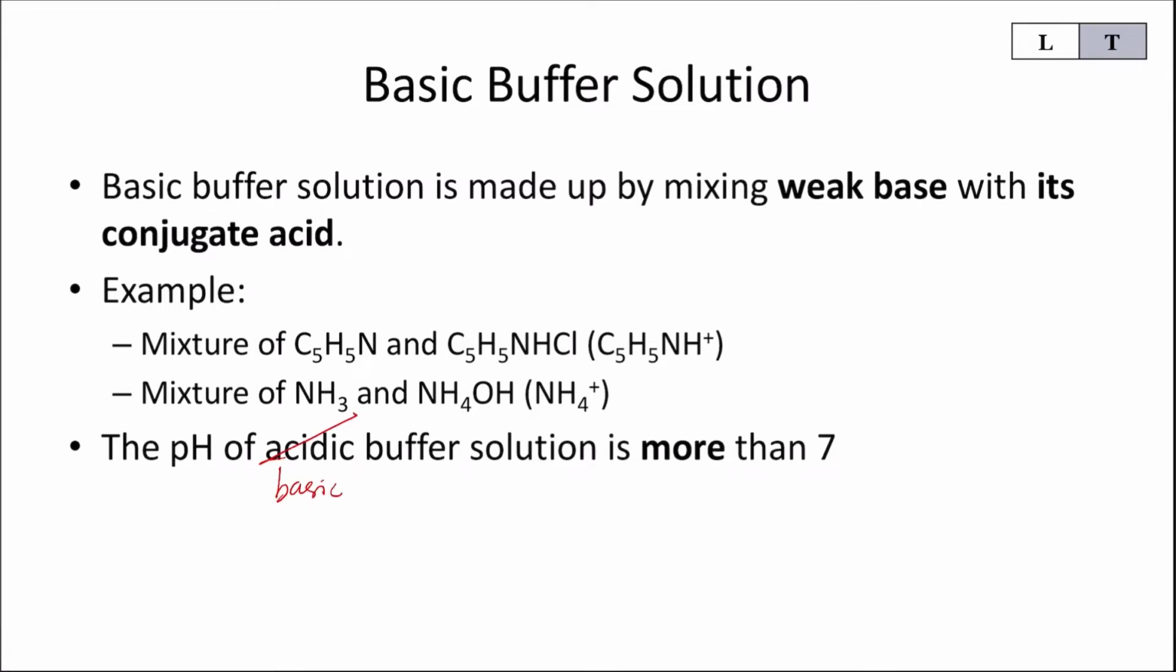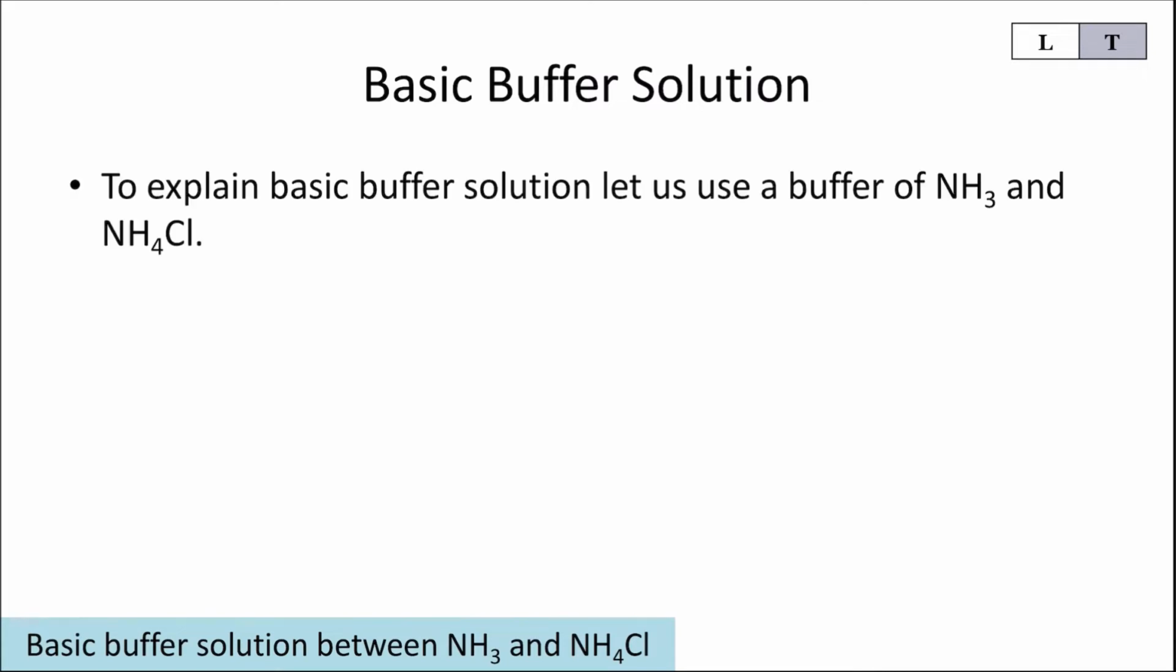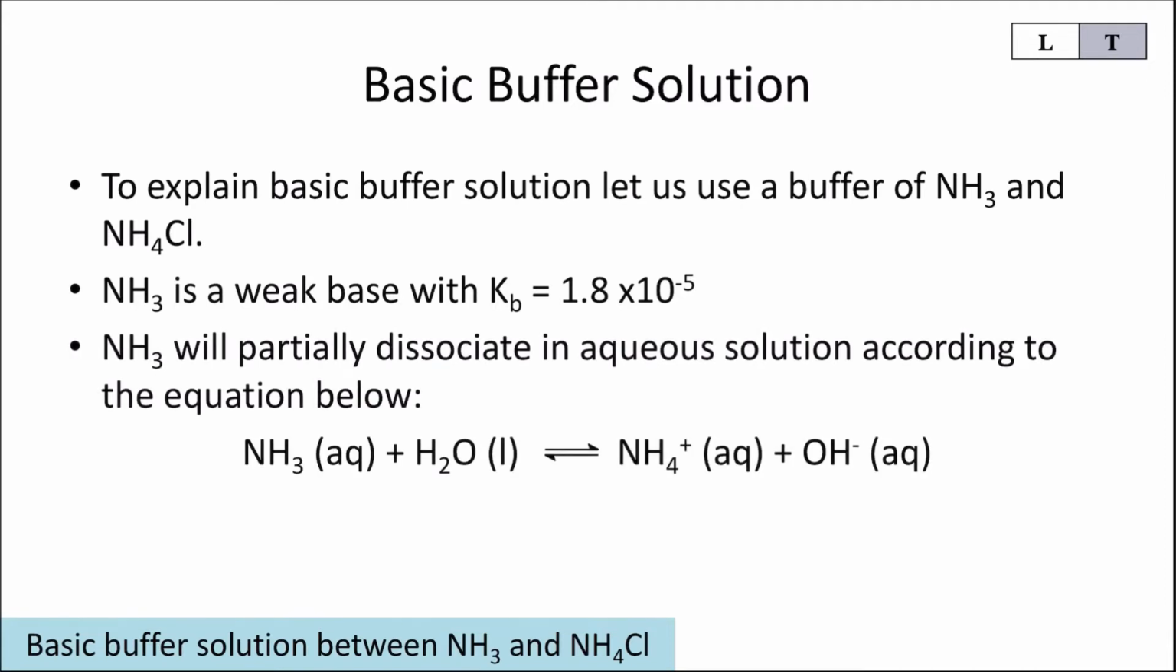Okay, alright. So now we are going to explain how basic buffer solution happen. So you need two species in basic buffer solution. Let's say we have ammonia dan juga ammonium chloride. So ammonia we know as weak base. We have the value for Kb. And then ammonia will partially dissociated in water. So we have the equation di mana ammonia akan accepts the proton. It becomes NH4+. Arrow mesti reversible. So this is the first equation.